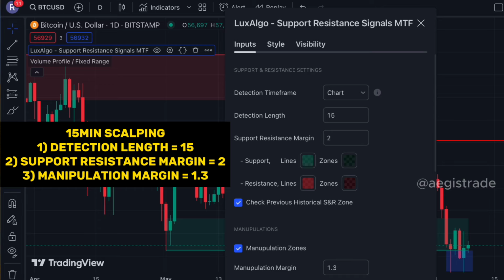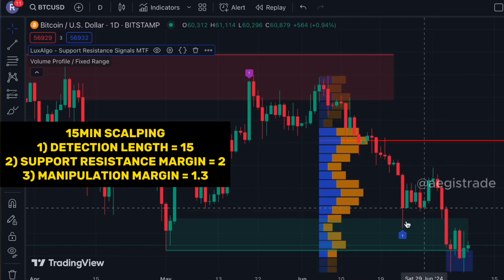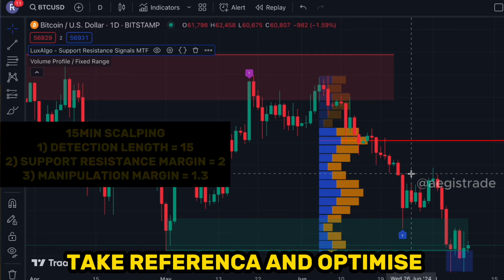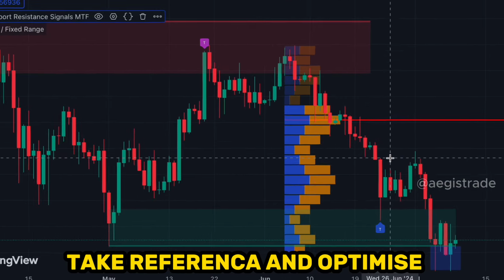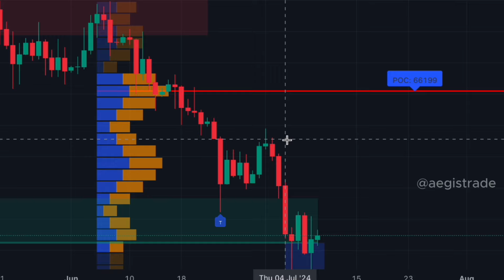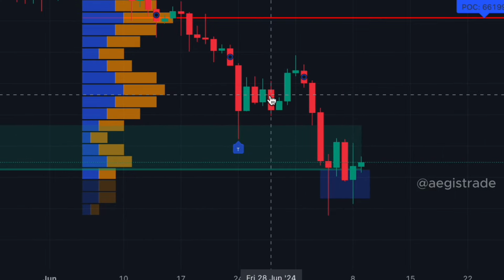This is my best optimized setting for each of the time frames. You can customize your own and take my reference setting. Make sure that you find the best optimized setting based on your time frame and trading strategy.